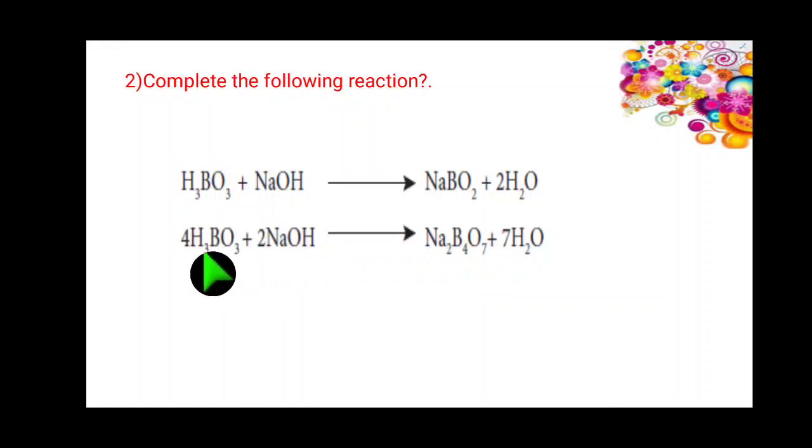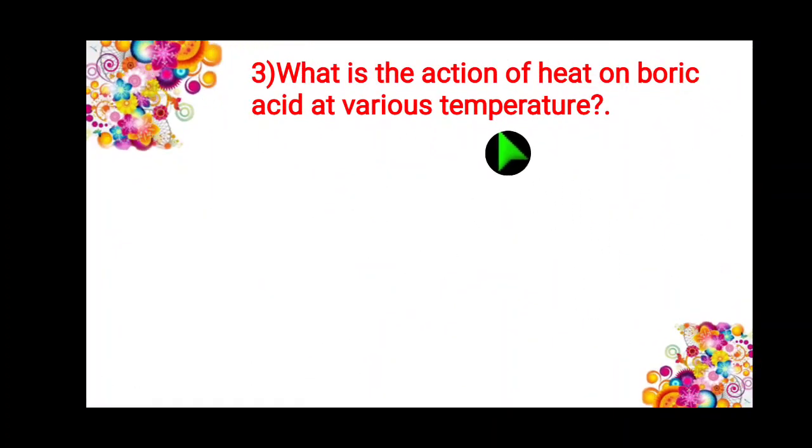Last, oxygen, 4 into 3, 12 oxygen, 12 plus 2, 14. So 7 oxygen plus 7 oxygen, 14. So in this question, reactants alone will be given, the product we have to write. Question number 3. What is the action of heat on boric acid at various temperatures? Another type also we can ask, how do you convert boric acid to boron trioxide? For these two questions, the answer will be the same.